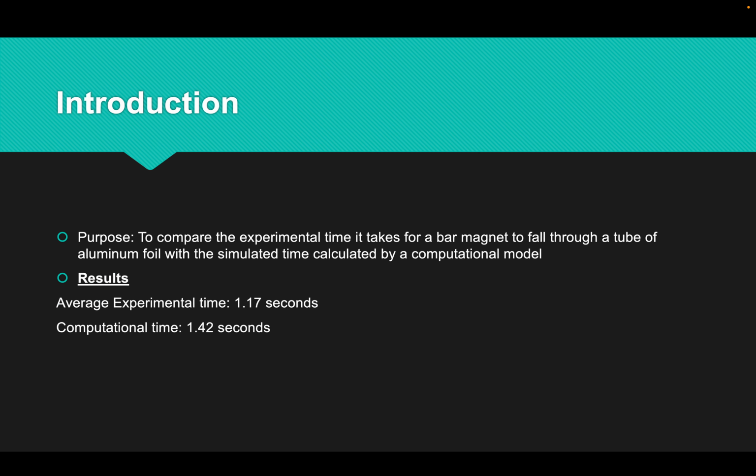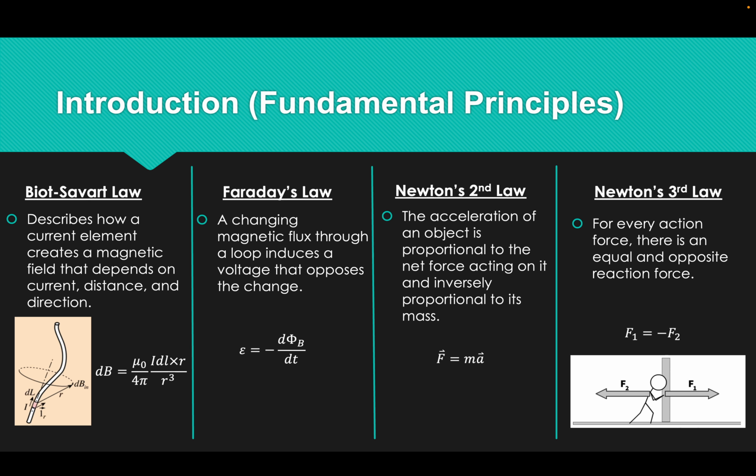The purpose of the lab was to compare the experimental time it takes for a bar magnet to fall through a tube of aluminum foil, while calculating the simulated time via a computational model and also experimentally via a stopwatch. Preliminarily, here are the results that we found. The average experimental time taken to fall through that tube was 1.17 seconds, but the expected computational time was 1.42 seconds.